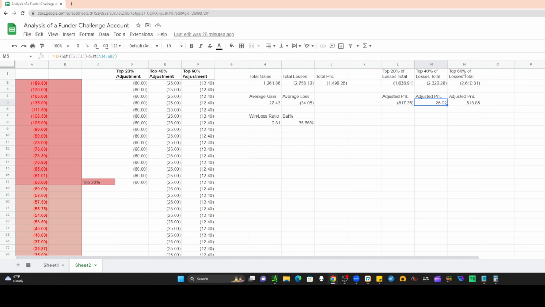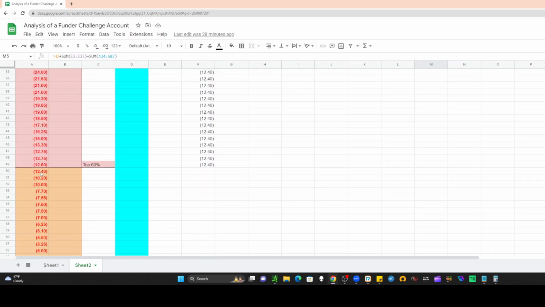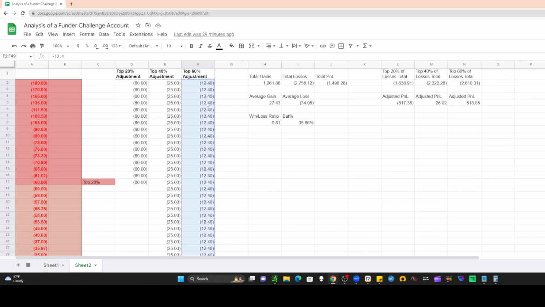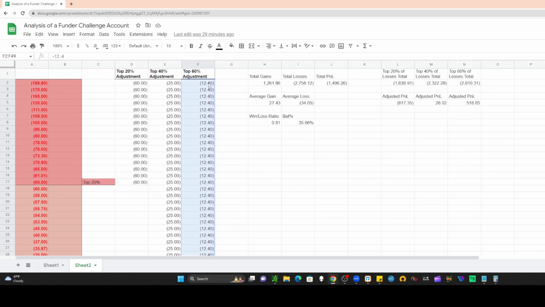Now, if I go to the next part here, and I look at what would happen if we cut ourselves off at the top 60% of losses, well, here's what that looks like. So our top 60% starts when we get to $12.40, right? So once we cross over that, we start to get into our top 60%. So what I'm going to do is cut off all the losses to $12.40 going up. Boom. So now all these losses over here become $12.40.